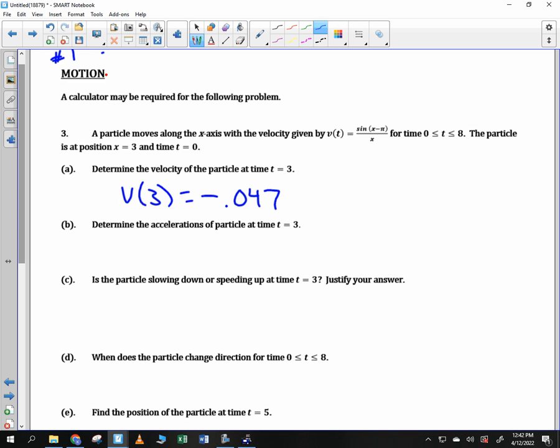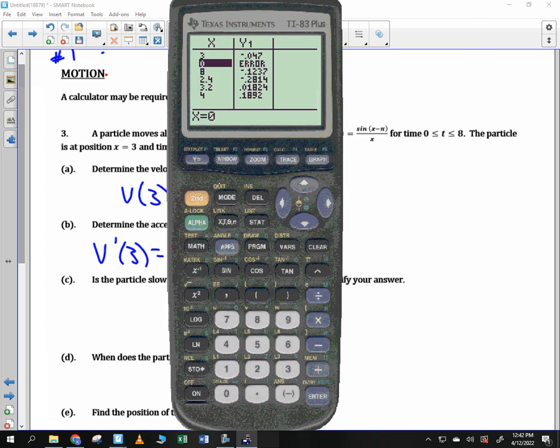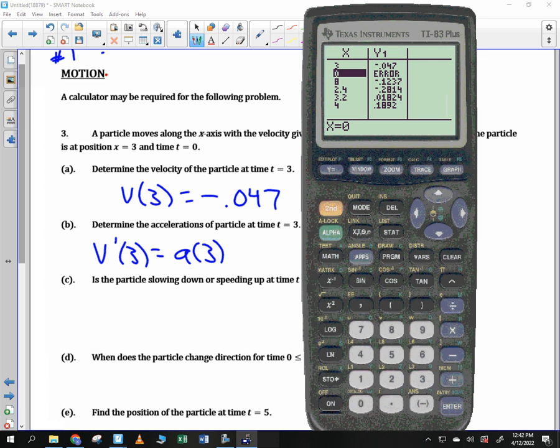Now I want to know the acceleration of the particle. You know how to do this. Excellent idea, unfortunately incorrect. Derivative. Yep, v prime of 3 is equal to a of 3. So acceleration is the derivative of velocity. You have to know that on the test. So how do I calculate the derivative at time equals 3?